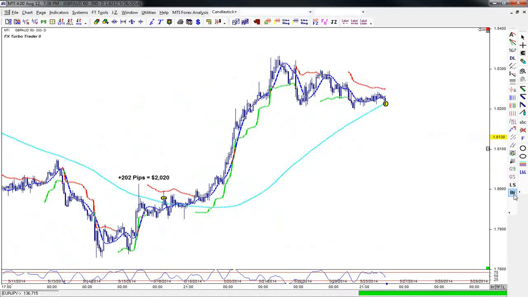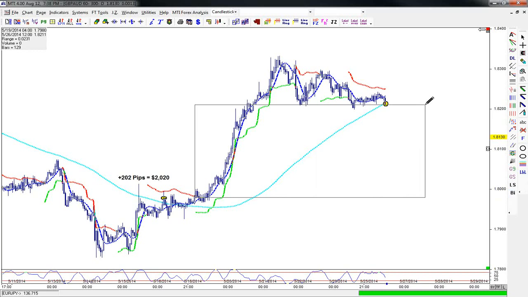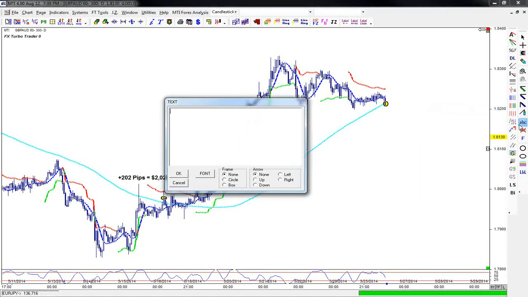And for those of you that are wondering, well, Mike, where would you have gotten in? I personally would have gotten in right here, at this candlestick right there. I got out right here. We are up 231 pips. How many of you see that? All right? So 231 pips.